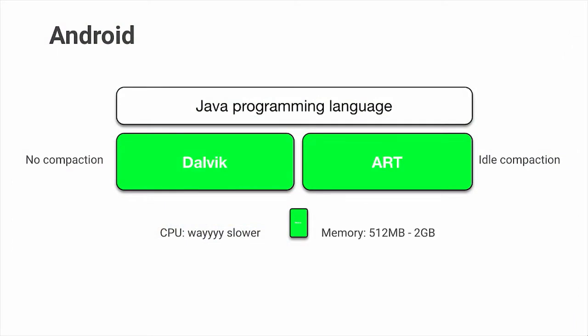If we were to quantify the CPU for this platform, it would be way slower. And the memory is, in general, between 512 megabytes and 2 gigabytes or more. But it's really important to remember that memory is not enough. Not enough, never enough.